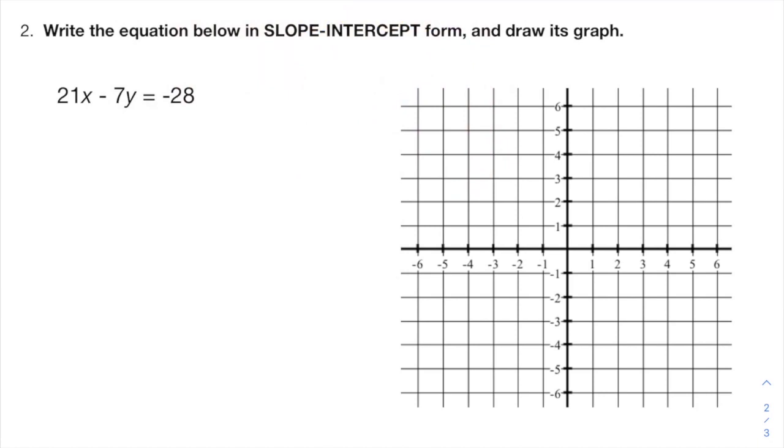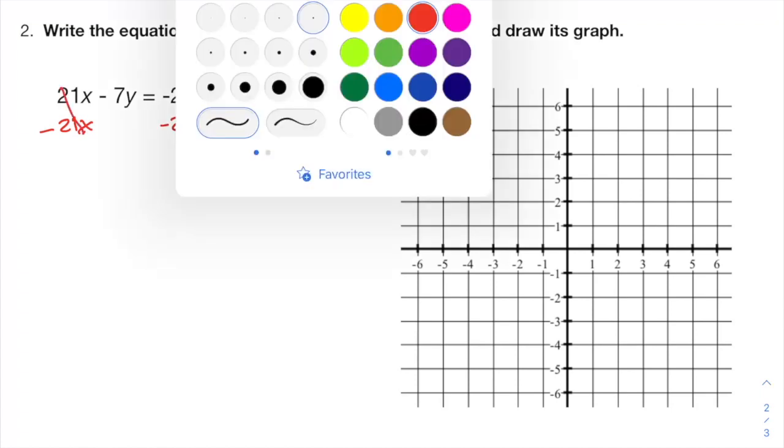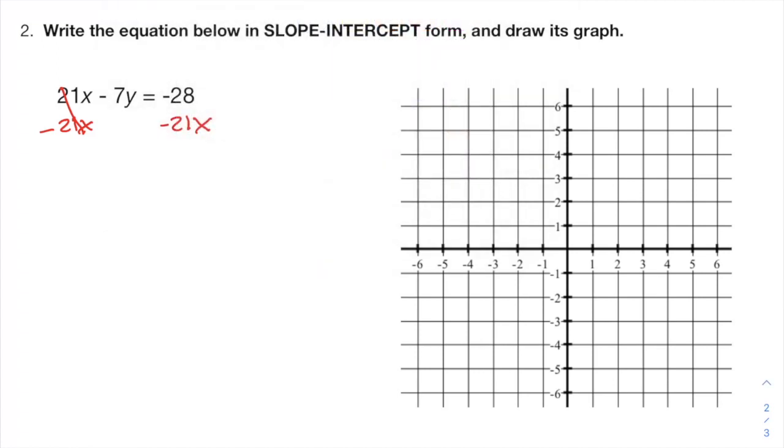up to you. So first things, I'm going to move those x's to the other side. So I'm going to subtract 21x. That's going to cancel. Just be careful now. What I'm left with is negative 7y. There's that negative in front of the 7. Don't forget about that. Over here, these do not combine. So negative 21x minus 28.